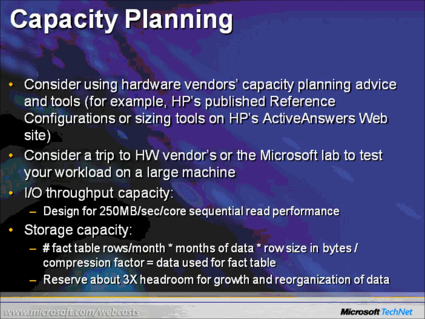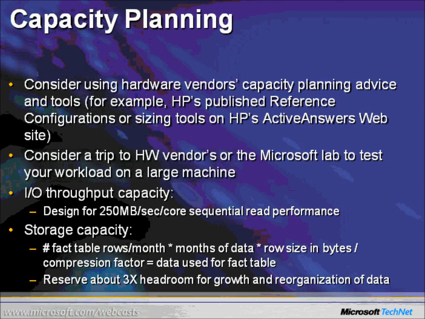Also, before a big project, you might want to consider either using those kind of reference configurations, or you may even want to consider a trip to your hardware vendors or Microsoft's lab to test your workload on a large machine to help you do capacity planning. Again, 250 megabytes per second of I/O capacity is recommended.